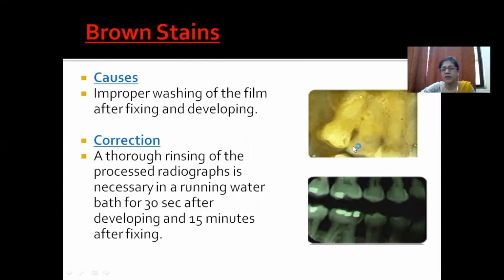Brown stain. Can you see these two radiographs which have different types of stains? Now these brown stains or green stains are due to improper washing of the film after fixing and developing. Now corrections: a thorough rinsing of a processed radiograph is necessary. Now how much is the running time? 30 seconds after developing and 15 minutes after fixing.